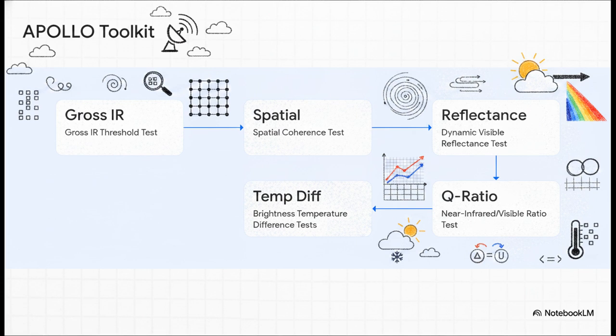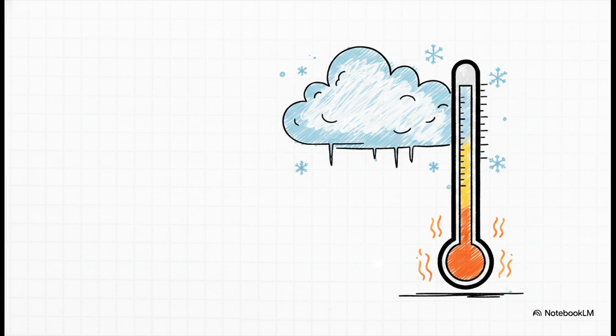Let's break them down. Okay, test 1 is the gross IR threshold test. This relies on the 11.0 micrometer thermal channel. Think of it as basically taking the Earth's temperature. See, clouds generally take on the temperature of their surrounding environment, right? And since the atmosphere gets colder the higher up you go, cloud tops are usually freezing. So this test looks for those obvious cold tops of high clouds and flags them the second they stand out against the relatively warmer land or ocean surfaces down below.